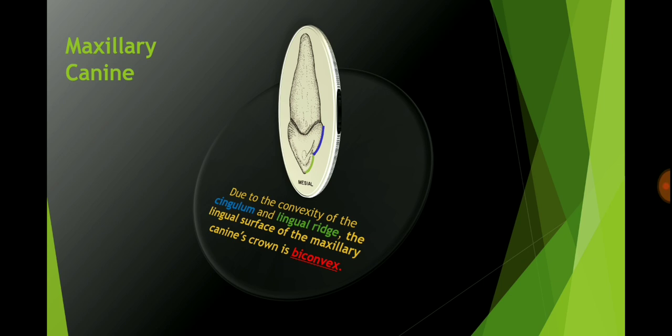So due to the convexity of the cingulum and the lingual ridge, in the maxillary canine you have a prominent cingulum, and also there is a lingual ridge, and this makes the lingual surface biconvex. Okay, so two curved surfaces, biconvex.